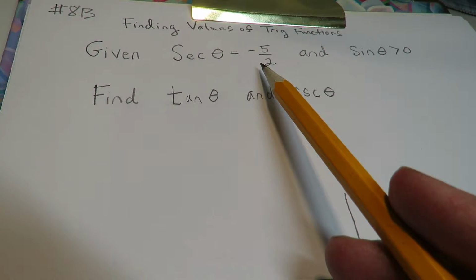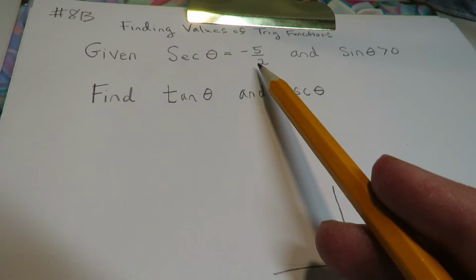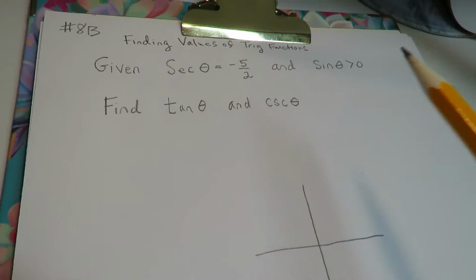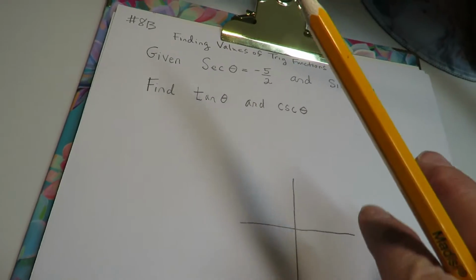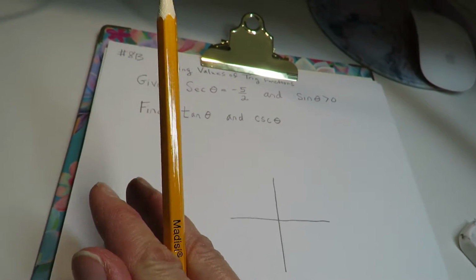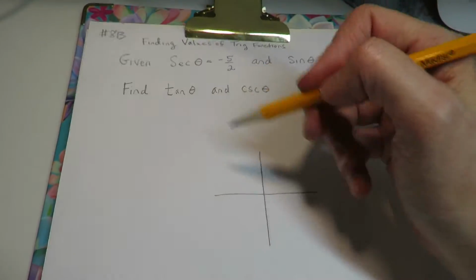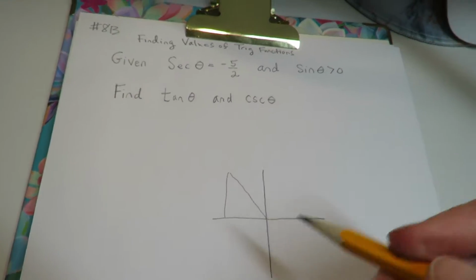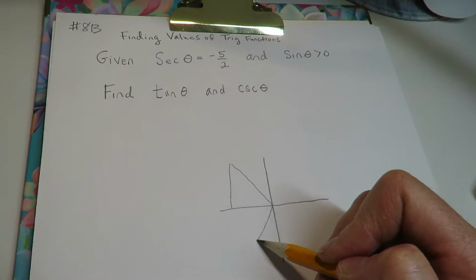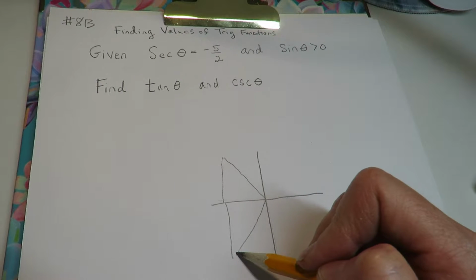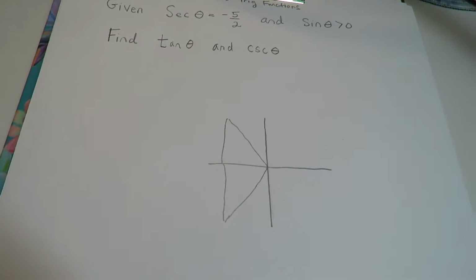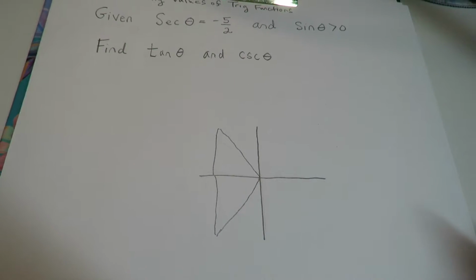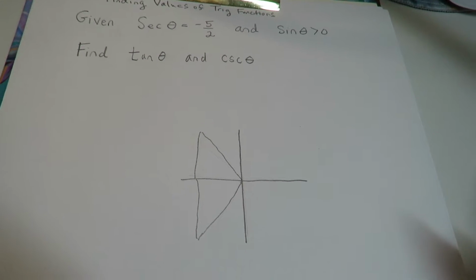Secant and cosine have the same plus or minus behavior. So cosine and secant are both positive on the right, negative on the left. Therefore, secant will be negative in quadrant 2 and quadrant 3, just like cosine will be negative in quadrant 2 and quadrant 3.